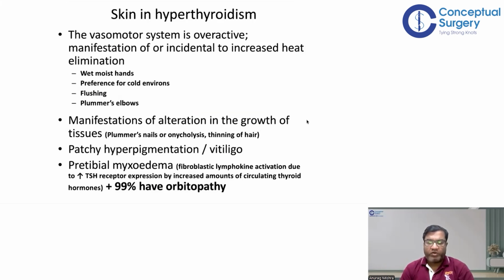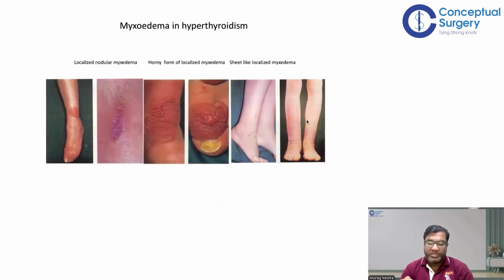Skin, again, we have talked that there is either deposition, and also the vasomotor system is active because of adrenaline activities. So they can have wet, moist hands. Generally, they prefer cold areas. There's flushing, and all this is there. So these are various manifestations of myxedema.